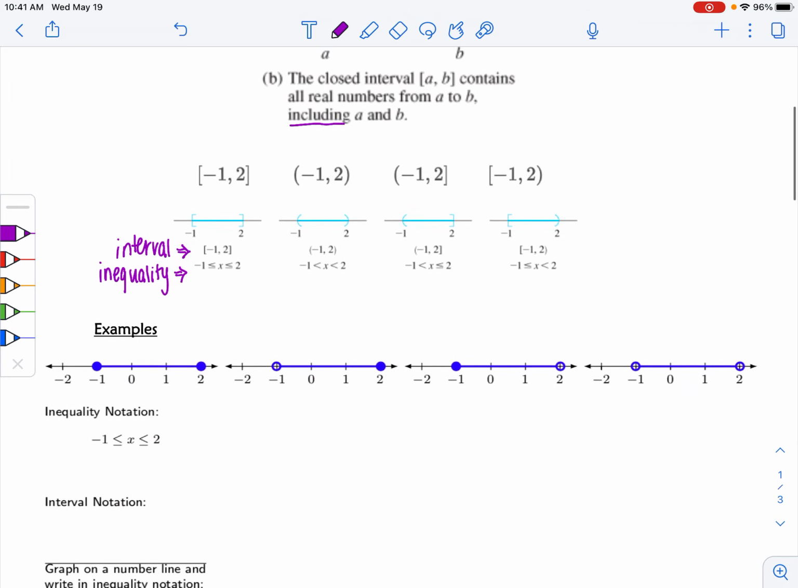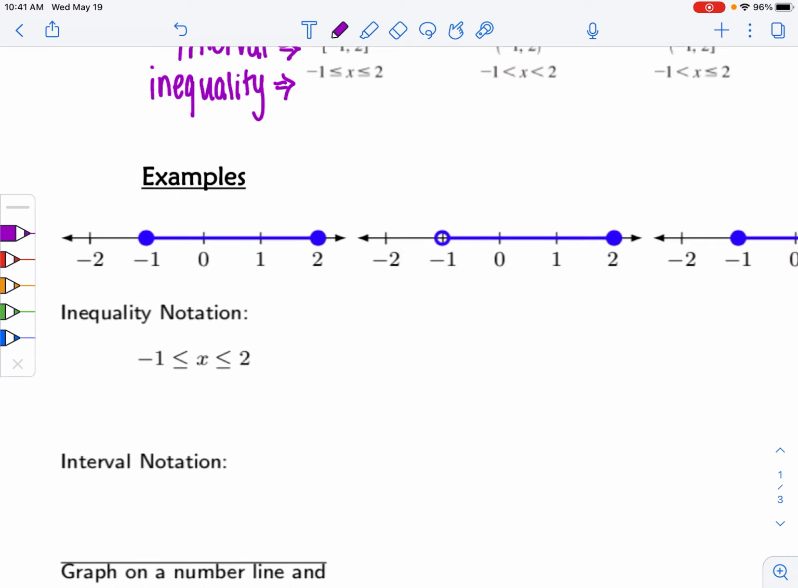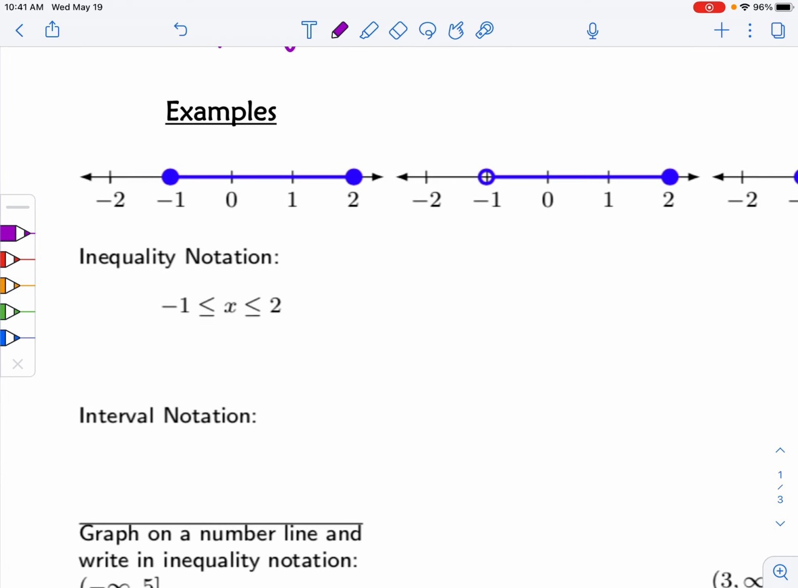Let's practice. Let's see what we know. So for the first one here, we're going to do -1 with a closed circle all the way to 2 with a closed circle. So in inequality notation, -1 is your smallest value, less than or equal to x, less than or equal to 2. Interval notation would be our brackets, -1 to 2. Another bracket because they're closed circles.